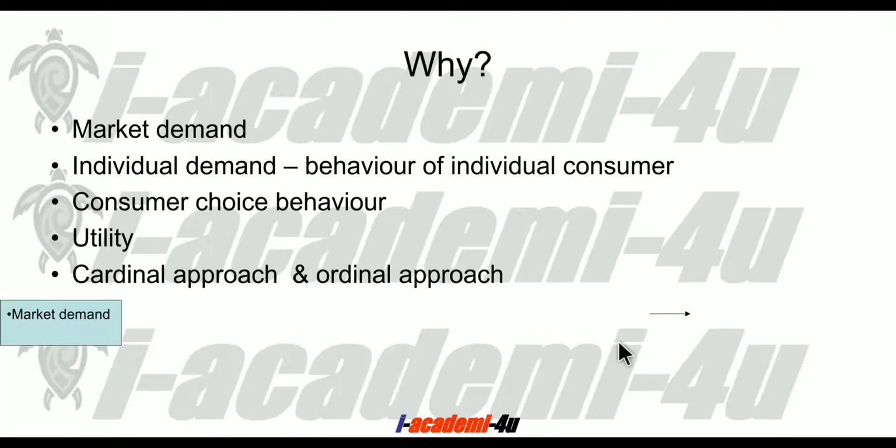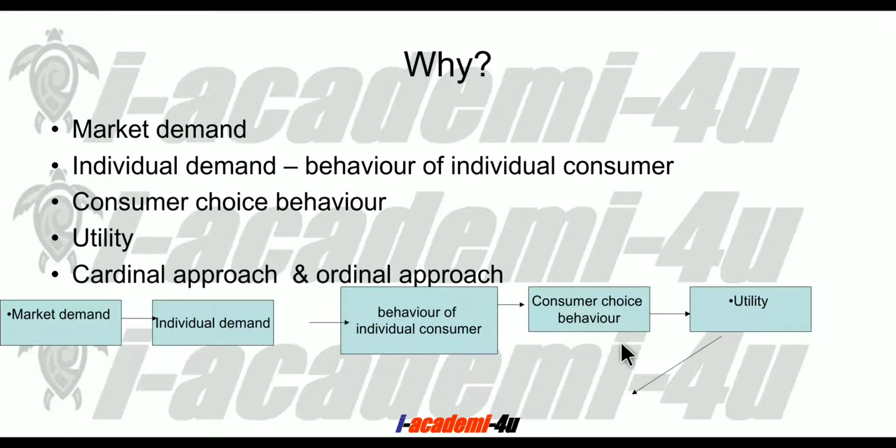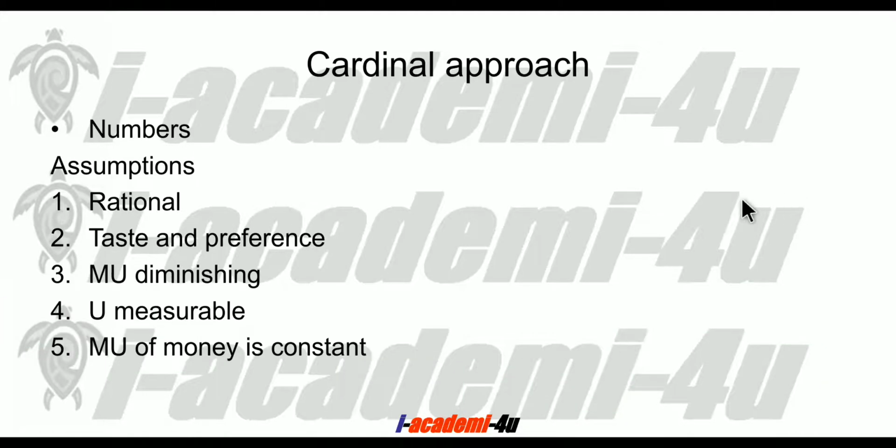If we keep it in a flow chart, we need to understand what is market demand. In order to understand market demand, we need to understand individual demand. Individual demand is based on the behavior of the individual consumer, and the choices of the consumer, what they choose to consume, and this behavior is totally dependent upon the utility they derive, and the utility can be studied under cardinal approach or under ordinal approach. Now let's go to the cardinal approach.